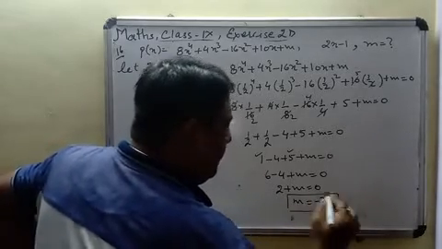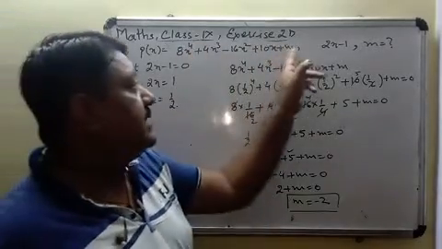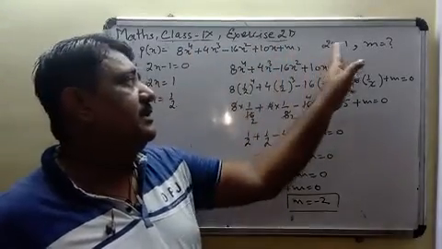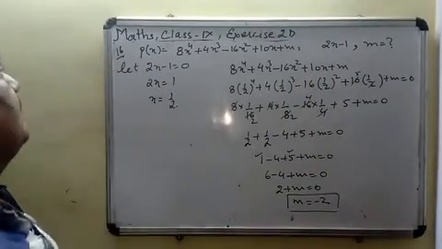So this is the value of m we are looking for. If here in the polynomial, in place of m, minus 2 is put, then this 2x minus 1 will become a factor of this polynomial.